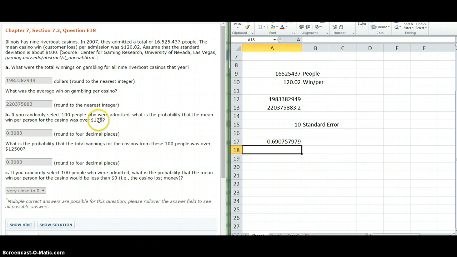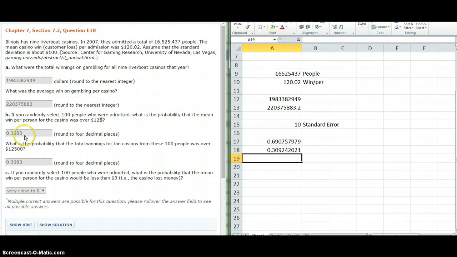In other words, the casino won $125 or less. But the question is asking us how many were over this 125. So we take 1 minus this value, and there's where we get our 0.30.